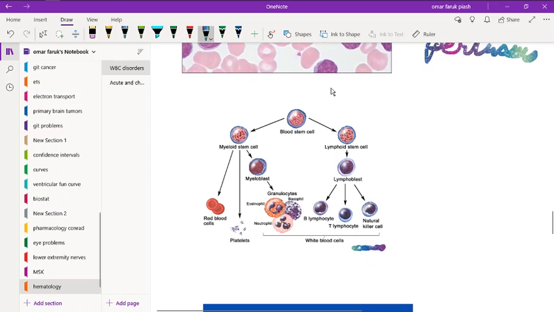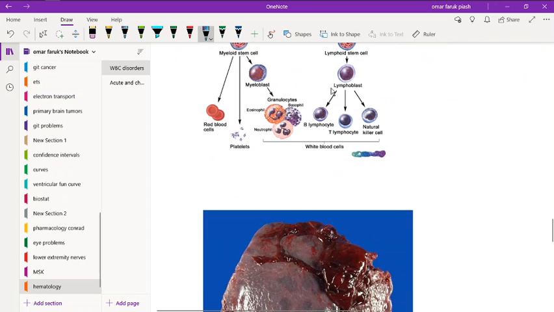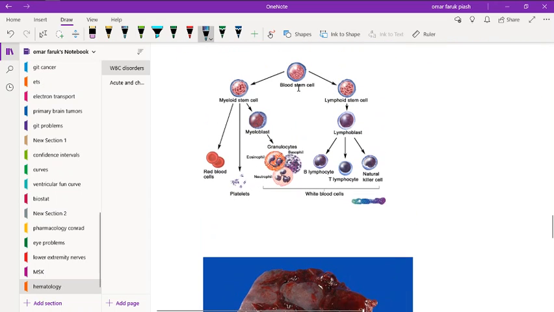This is the picture of the blood stem cell. This is the myeloid stem cell. This is the lymphoid stem cell. In the myeloid stem cell there is myeloblast, and there is RBC. From myeloblast there are granulocytes: eosinophil, basophil, neutrophil. And from lymphoblast there are B lymphocyte, T lymphocyte, and natural killer cell.